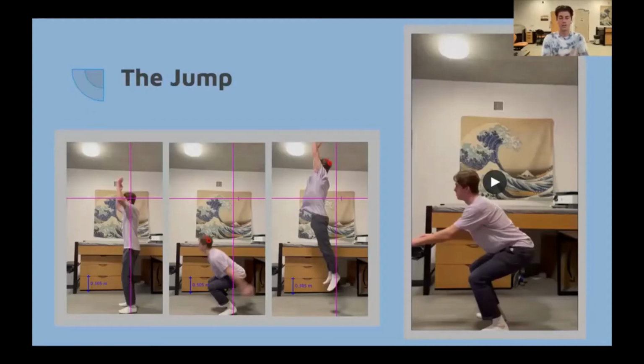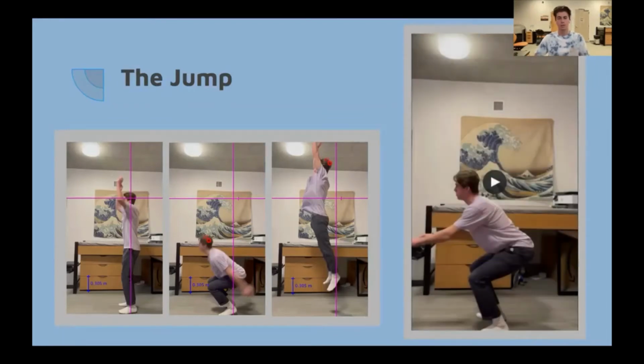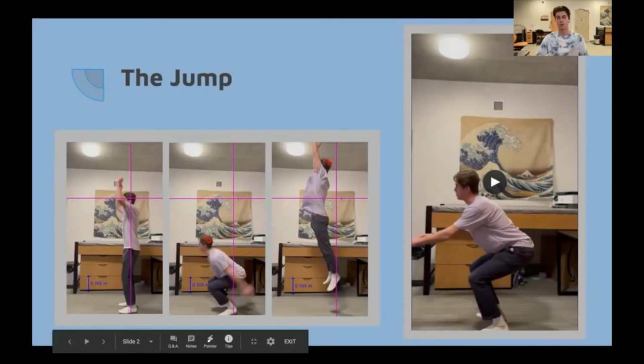For our project, we decided to take a video of me jumping. So here's a video. As you can see, we start from a standstill and I go into a squat where I start applying force against the ground, which accelerates me up into the air, up to a maximum vertical height.